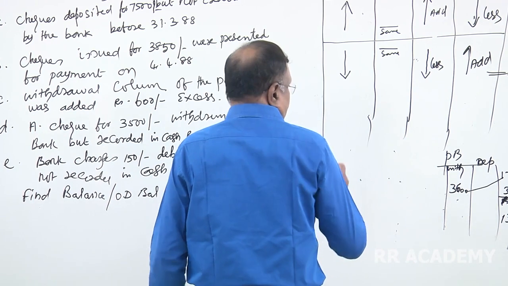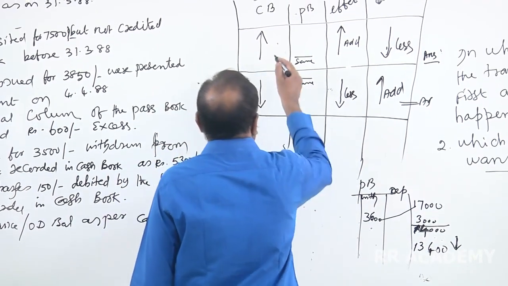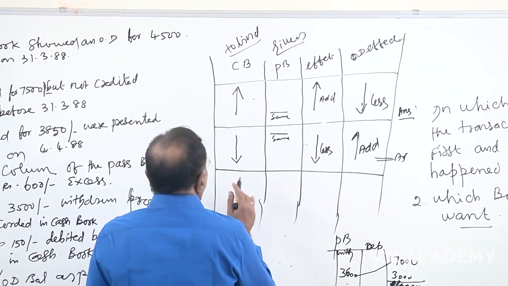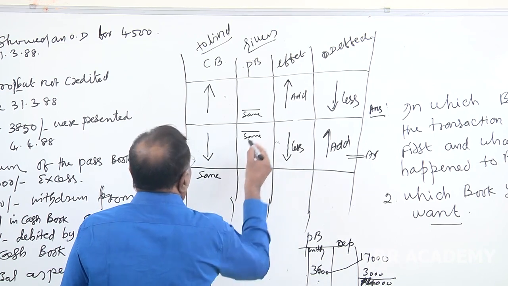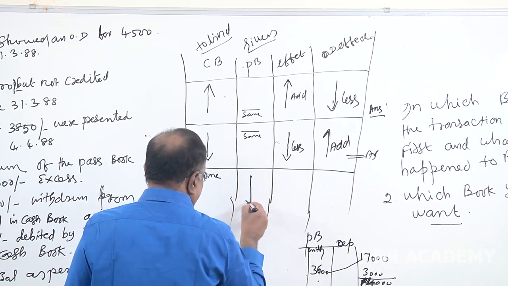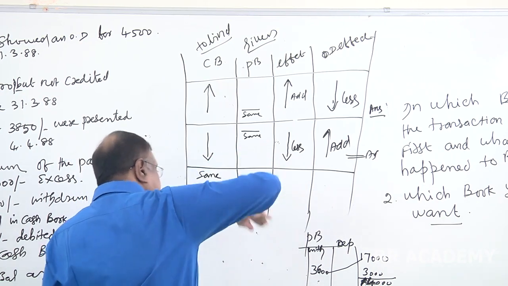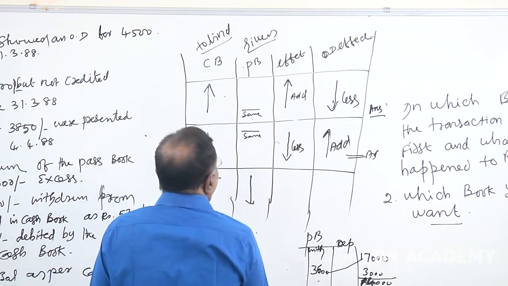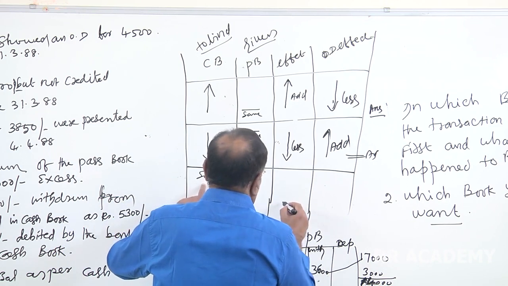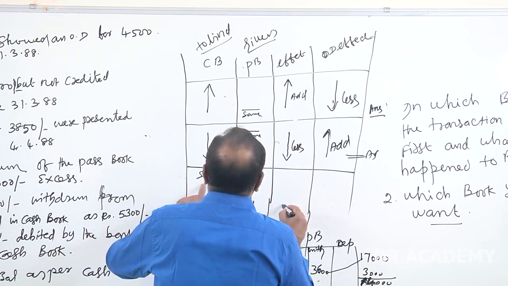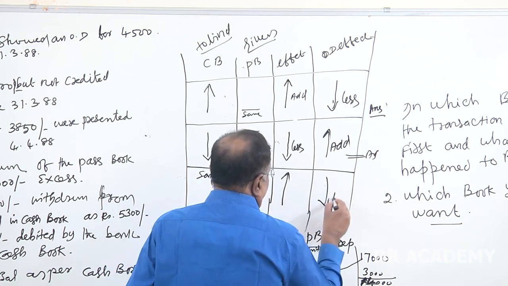Now here, the same thing we will do. Cash book, what happened to the cash book? Same. Passbook less, because you have written more in the withdrawal column, so the balance will be less. Now which book do you want? You want the cash book. What should you do? Add, because it is overdraft, less.